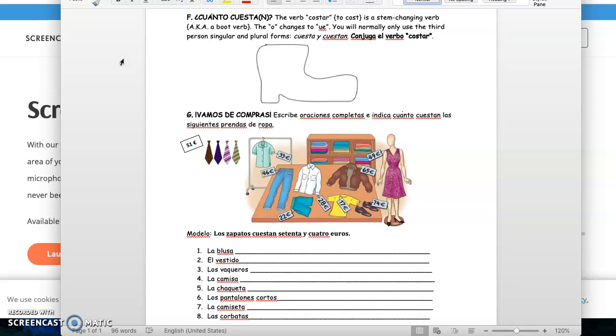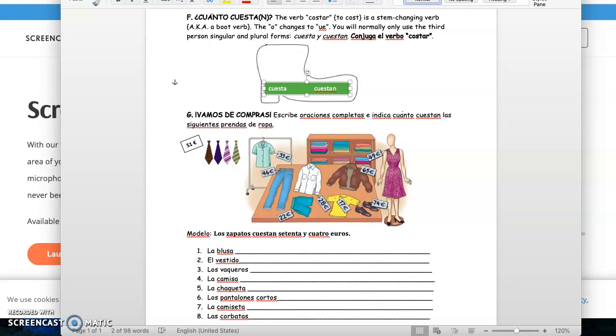The nice thing about the verb costar is you really only need to learn two forms of the conjugation. Cuesta y cuestan. Why? Because we don't generally go around saying I cost, we cost. How much do you cost? We talk about items costing. Por ejemplo, la camisa cuesta. Los zapatos cuestan. If you look at the boot, we see that inside we have cuesta y cuestan. Third person singular and plural. So to make it simple, just memorize these two forms of the verb.